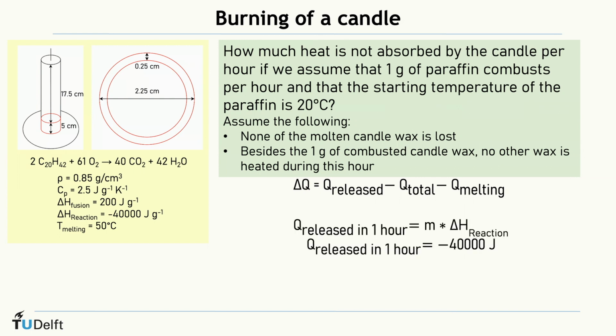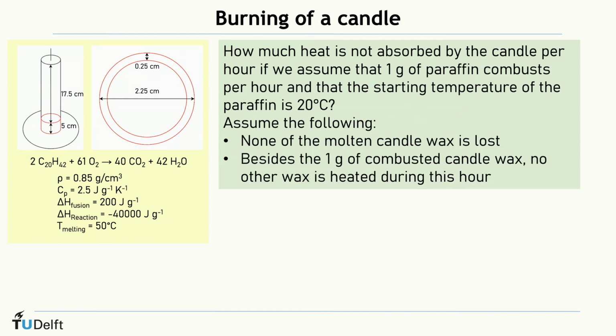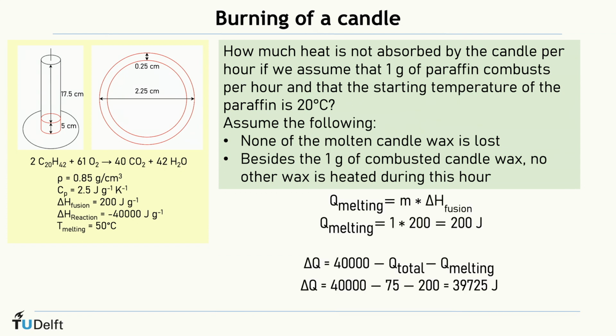The heat consumption for the candle can be calculated by the well-known equation. Q is m times specific heat times delta T, which gives 75 joules. Last, we will calculate the heat of melting, which is the mass times the heat of fusion, giving 200 joules. Filling all these numbers into the equation gives a total of 39,725 joules per hour. That is not absurd.